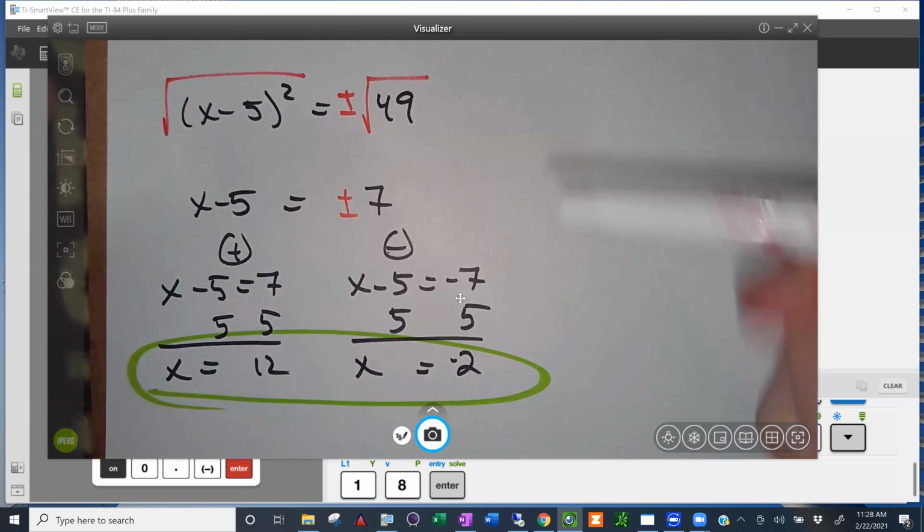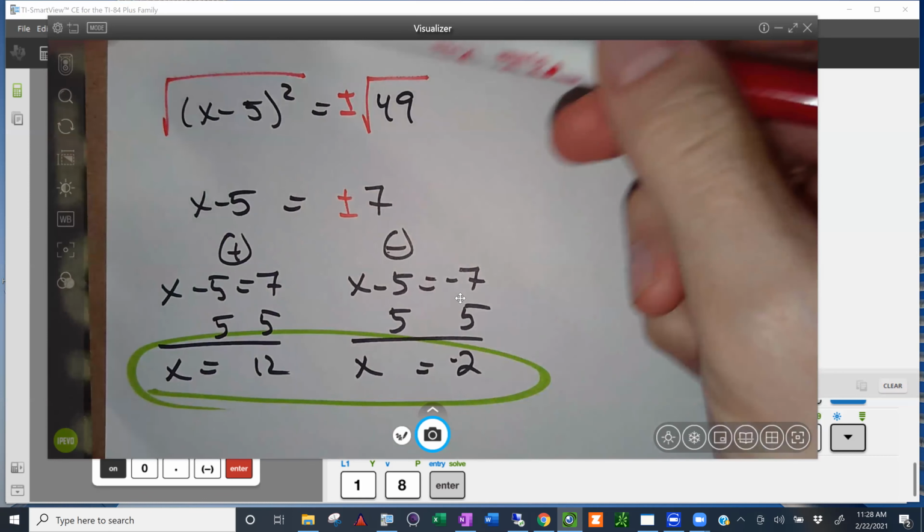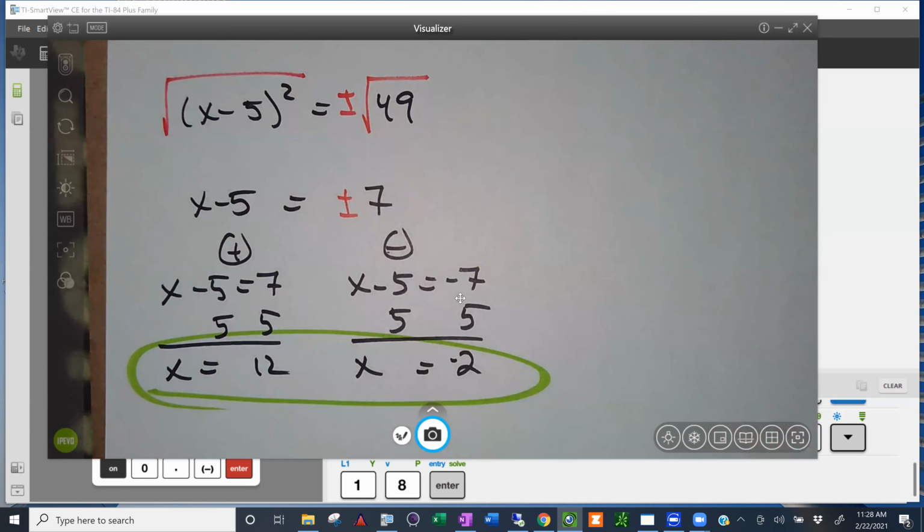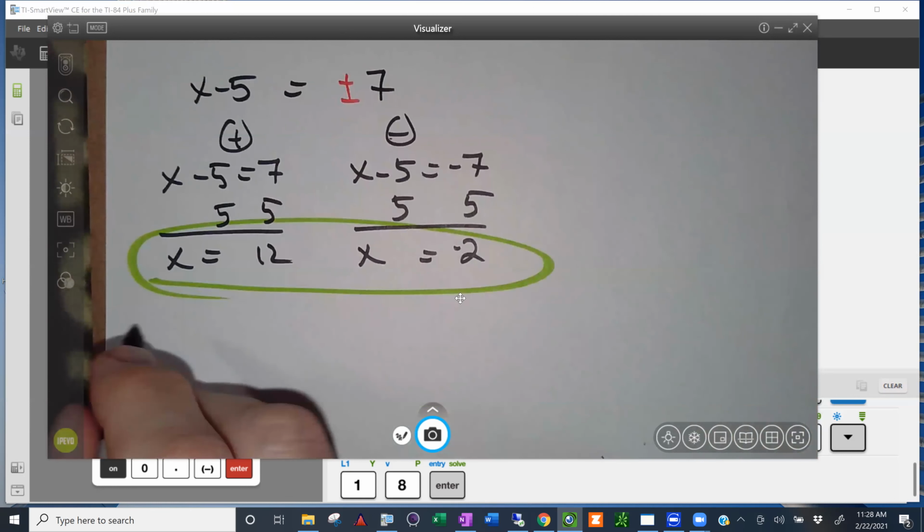Now, in order to get something like this, what might have happened before you ever even saw that problem is somebody did some work on completing the square. So let me give you an example of completing the square.